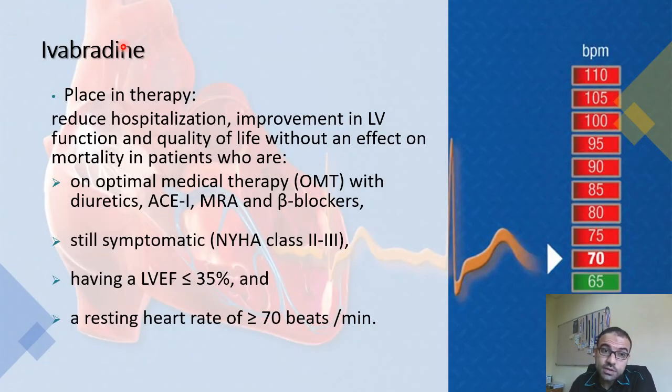The next agent is ivabradine. Ivabradine was found to have an impact on reducing hospitalization and symptoms and improving quality of life in patients who are already receiving optimal medical therapy: diuretics, ACE inhibitor, MRA, beta blockers. The patient is still symptomatic with left ventricular ejection fraction less than 35%, and most important, a resting heart rate of 70 beats per minute or more.